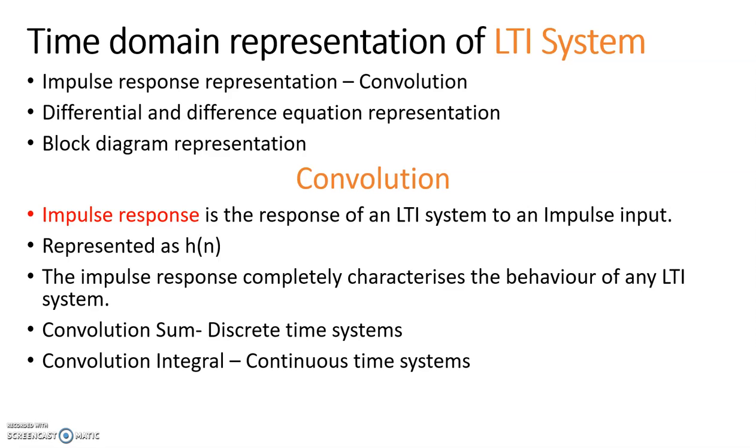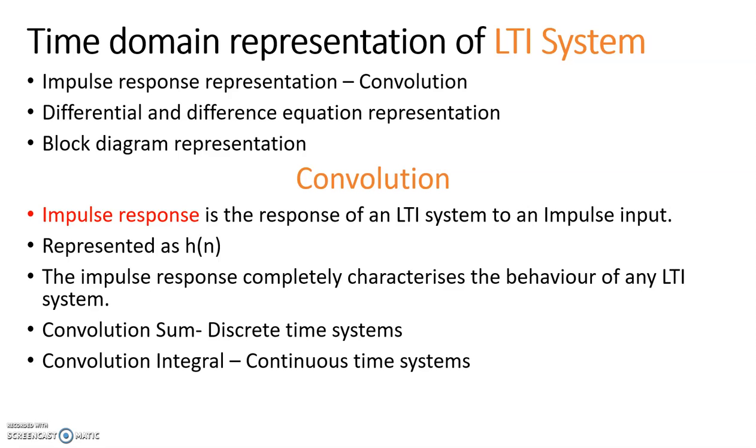The convolution is called the impulse response representation of a system because for an LTI system, we can write the output as the convolution of the impulse response and the input of a system. So given any input to the system and you know the impulse response of the system, you can find the output of an LTI system.